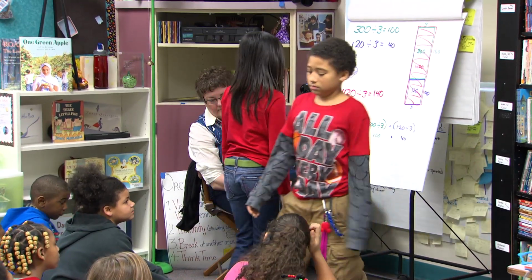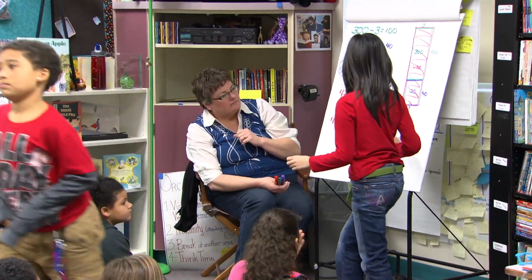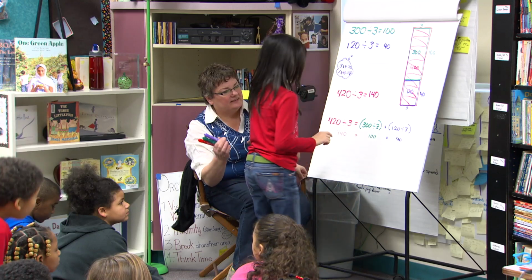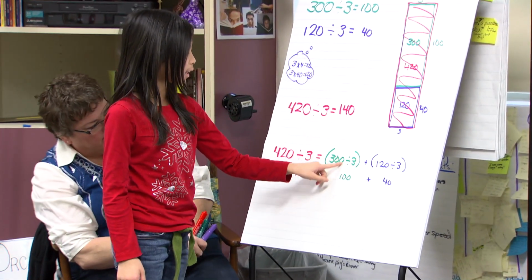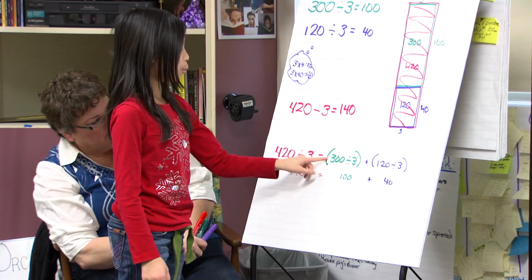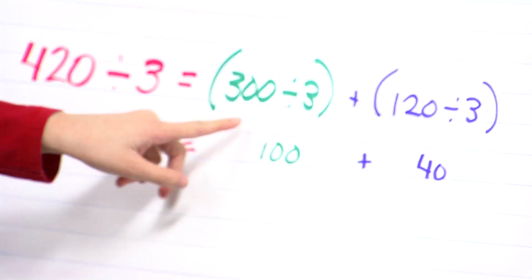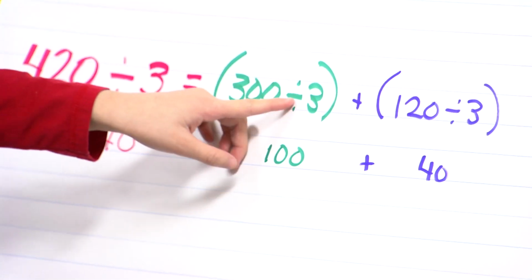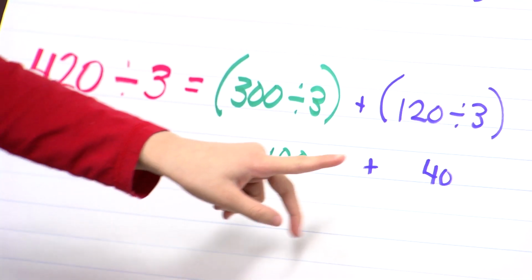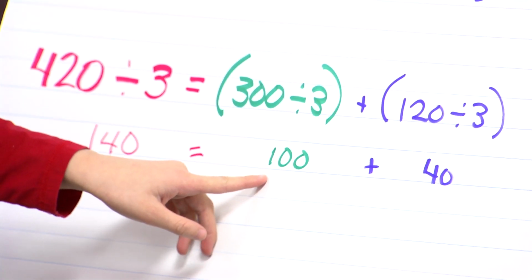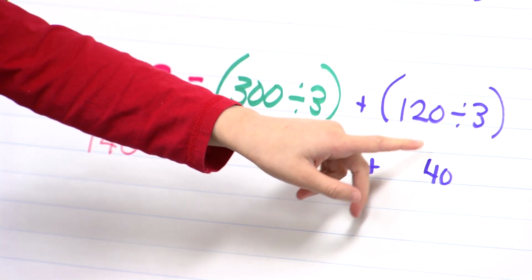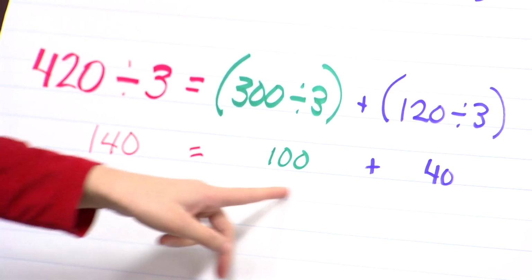I think what he's trying to say is, why do we add this and this? Right. Because we're adding the answers. No. We divide them first. We do the problem. Then we add the answers because 300 divided by 3 equals 100, and 120 divided by 3 equals 40. And we just add the answers.